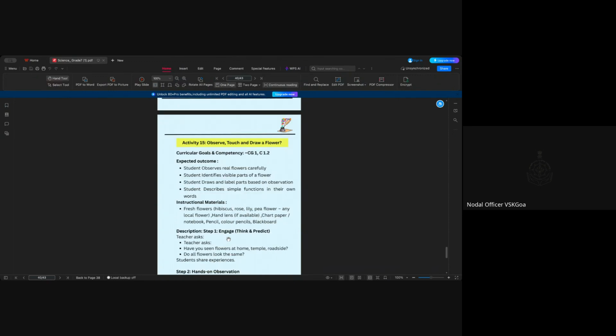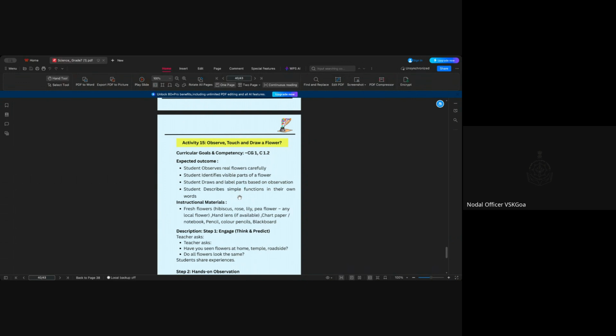The last activity speaks about something called observe, touch, and draw a flower. Here it is mostly catering, later on, to the different parts of the flower, when we teach concepts related to self-pollination, cross-pollination, or pollination. So here the competencies which it caters to are competency 1, 3, 6, 7. In that, 3.1 competency is much more focused here, wherein the student describes the diversity of living things observed in the natural surroundings.